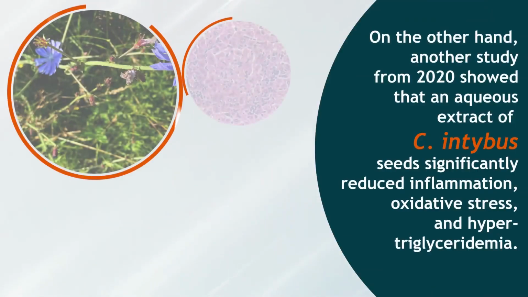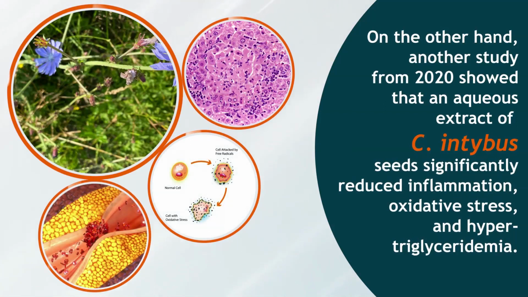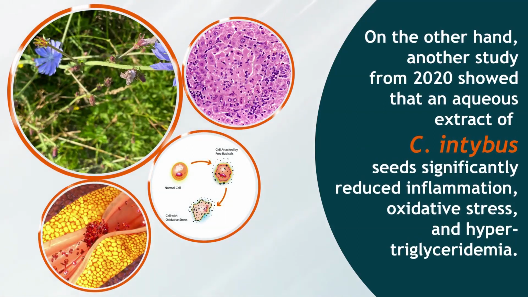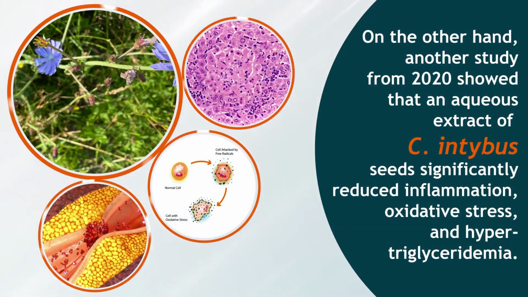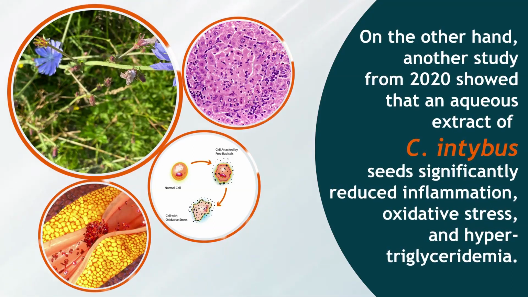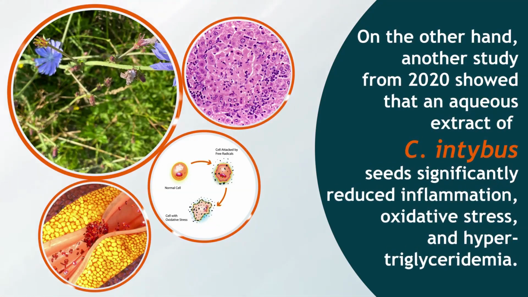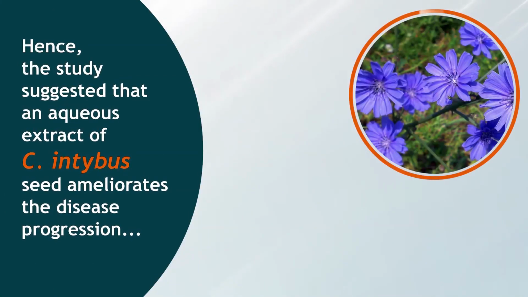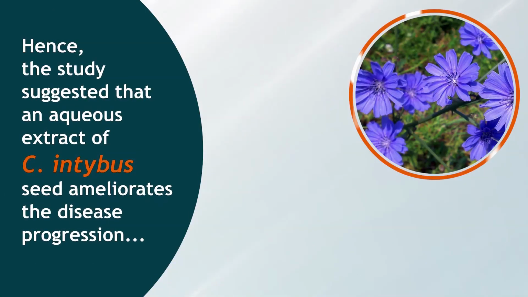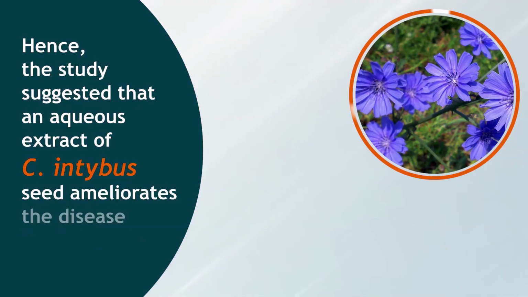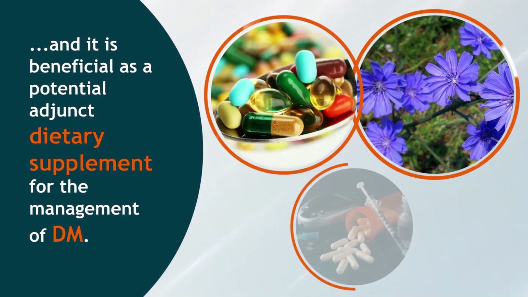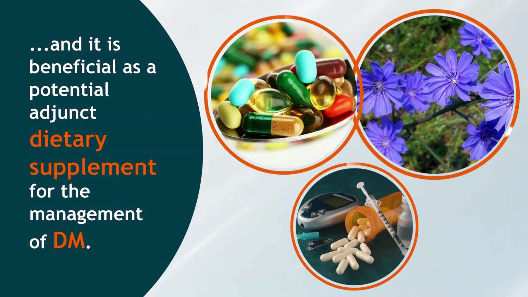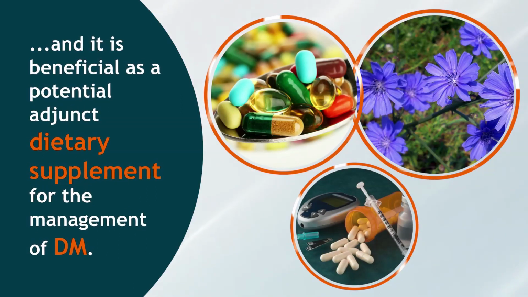On the other hand, another study from 2020 showed that an aqueous extract of Cichorium intybus seed significantly reduced inflammation, oxidative stress, and hypertriglyceridemia. Hence, the study suggested that an aqueous extract of Cichorium intybus seeds ameliorates the disease progression, and it is beneficial as a potential adjunct dietary supplement for the management of diabetes mellitus.